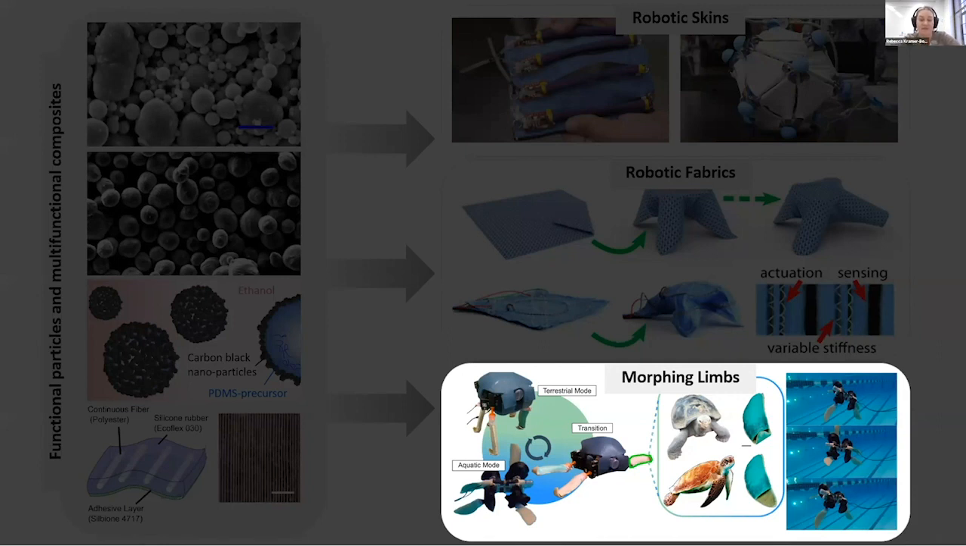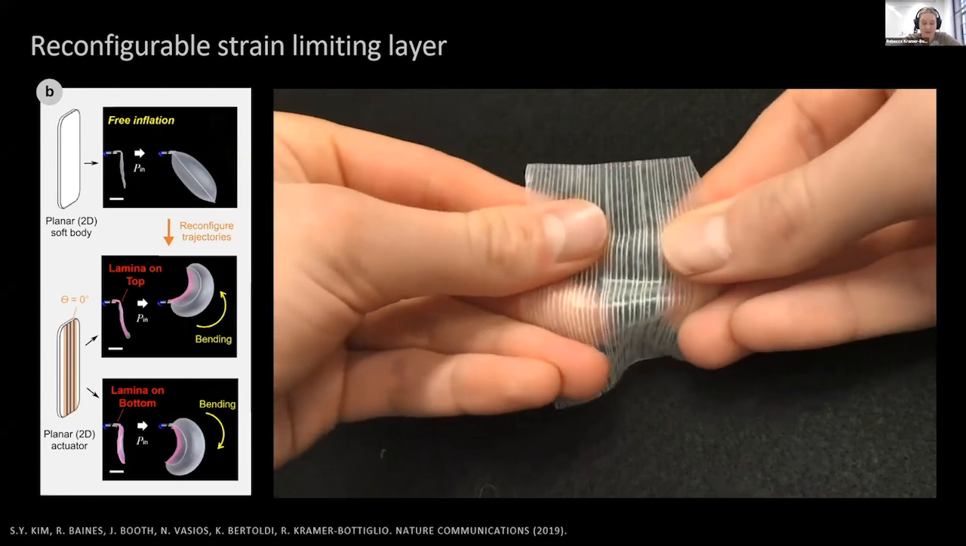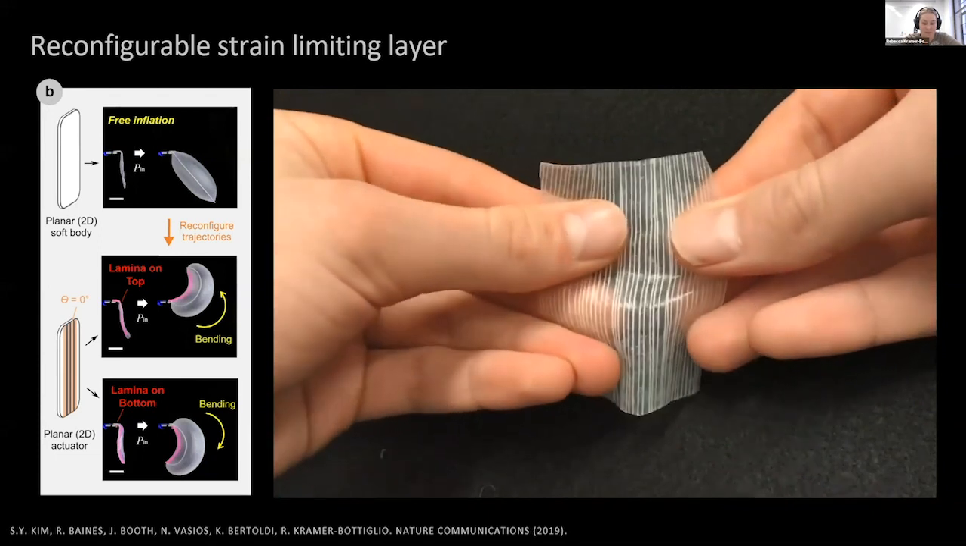Our concept is to leverage the related but distinct shapes of two groups of animals, sea turtles and land tortoises, to create a morphing limb which can transition from a flipper optimized for swimming in water to a leg optimized for walking on land. So as part of this effort, I'm going to first describe a fiber reinforced laminate material we developed for morphing capabilities.